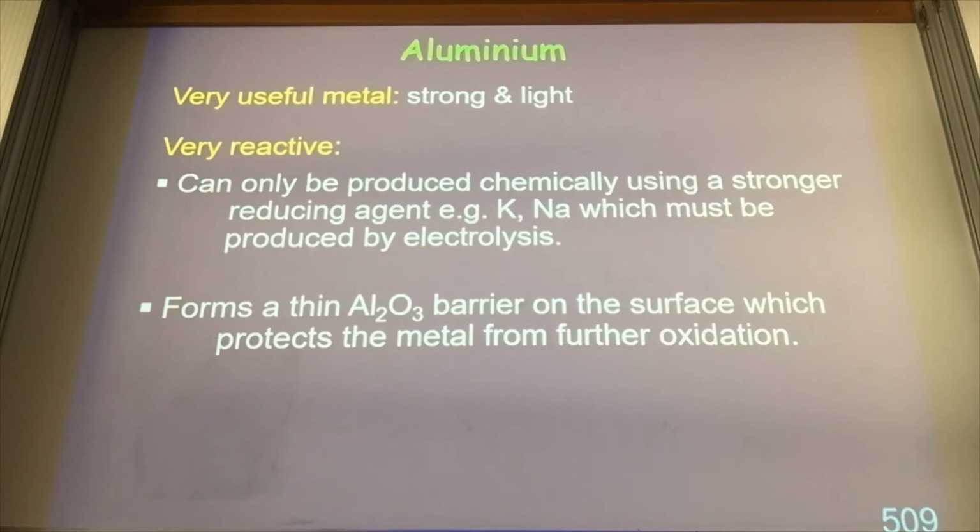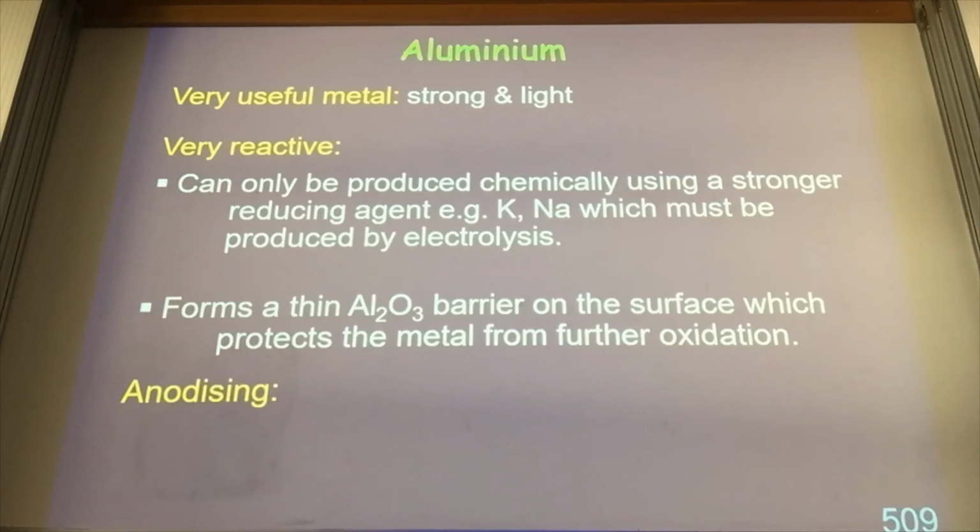Now, it is very reactive, so why doesn't it just react? Well, one of the fantastic properties of aluminium is that when it oxidises, the thin aluminium oxide coating that forms on the surface actually is a really solid coating. It doesn't allow the oxygen to pass through, so it protects the underlying metal from further oxidation. You compare this to iron. Iron oxide's really flaky. It doesn't do anything to stop the oxygen getting through, so the whole lump of a piece of steel, piece of iron, can oxidise, and the iron oxide just flakes off. Aluminium oxide, that's not the case.